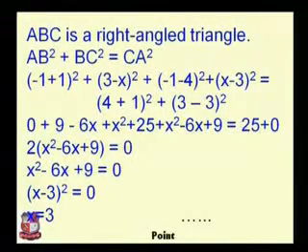As we know that x square minus 6x plus 9 is equivalent to (x - 3) whole square, which is equal to 0. So (x - 3) whole square is equal to 0. So we get x minus 3 is equal to 0. Finally we have x is equal to 3.